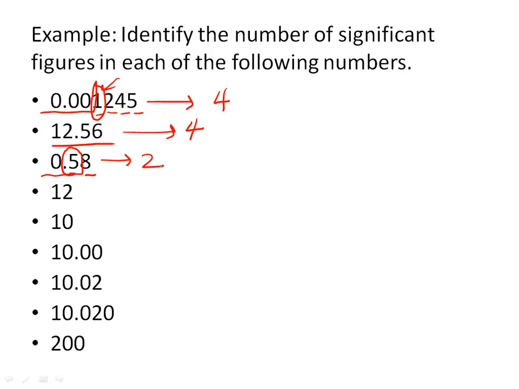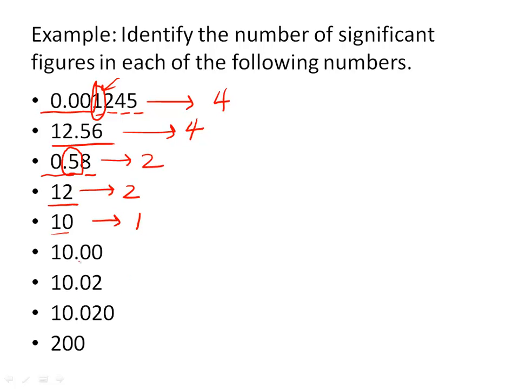sig figs. The number 12, they're both non-zero digits. They're both significant. It would have 2 sig figs. The number 10, all right, of course, my 1 is significant. What about this trailing 0 here? Is that significant? No, it is not significant because there's no decimal present.